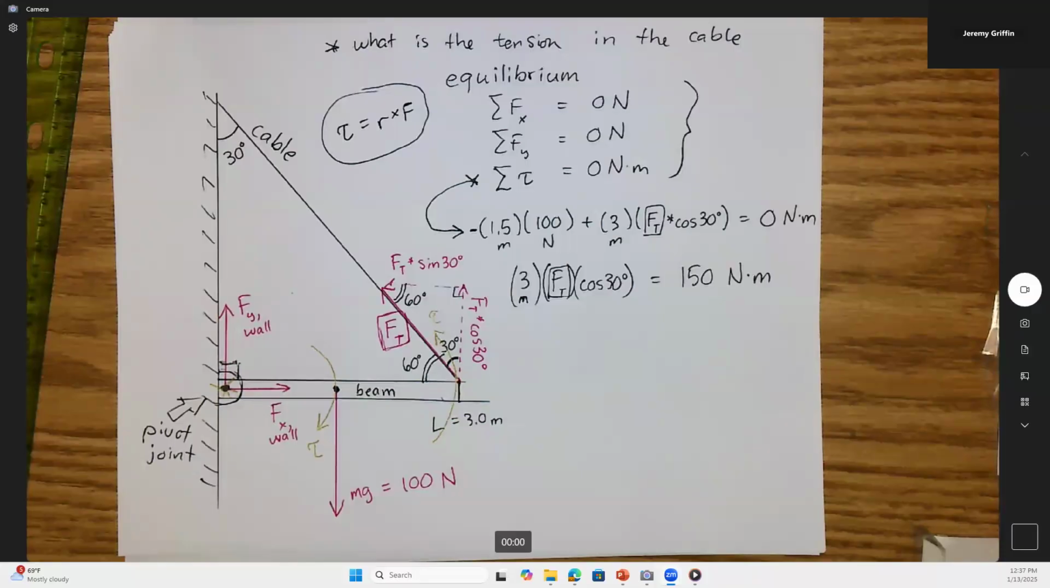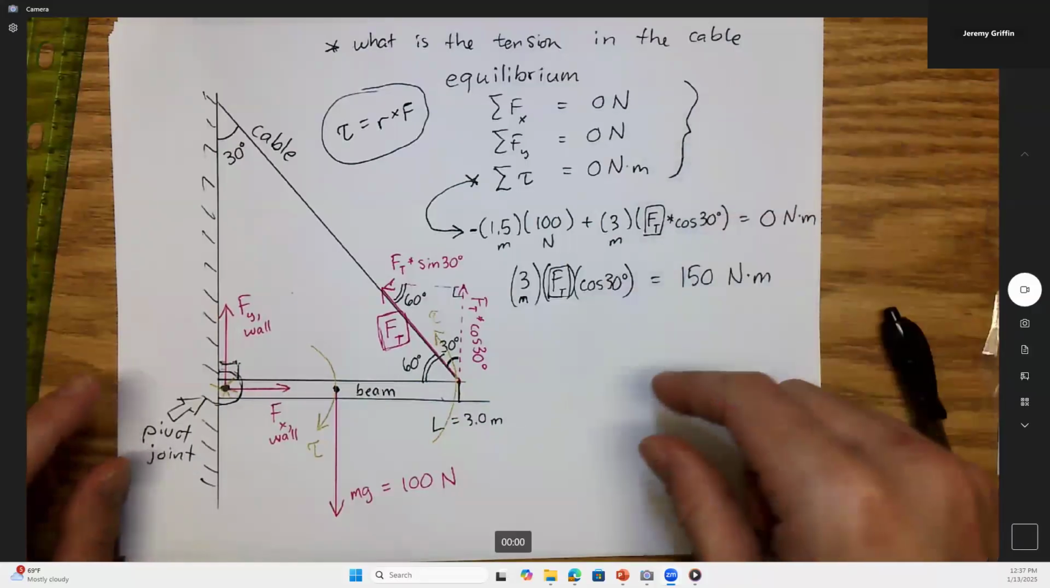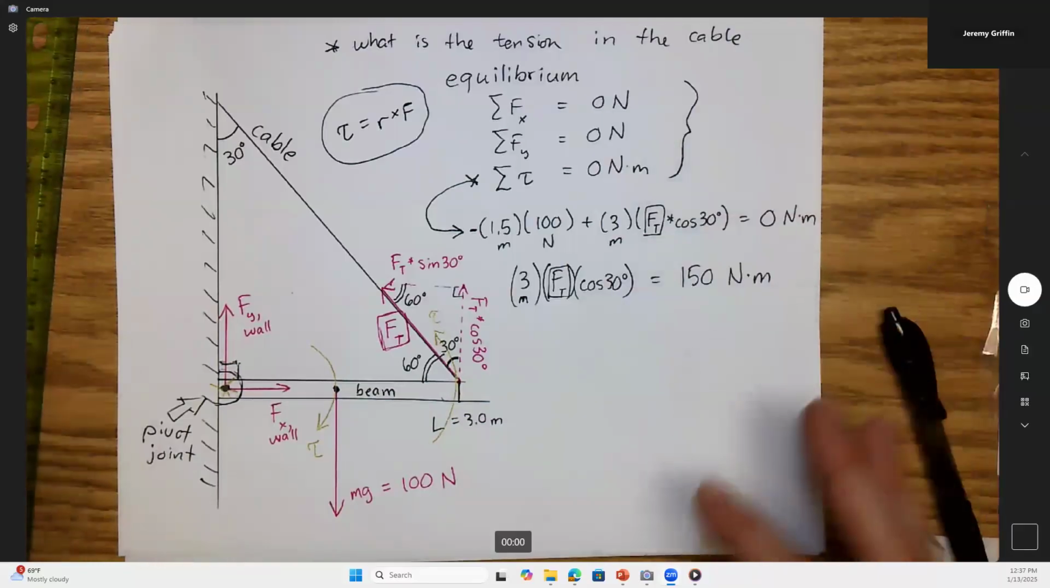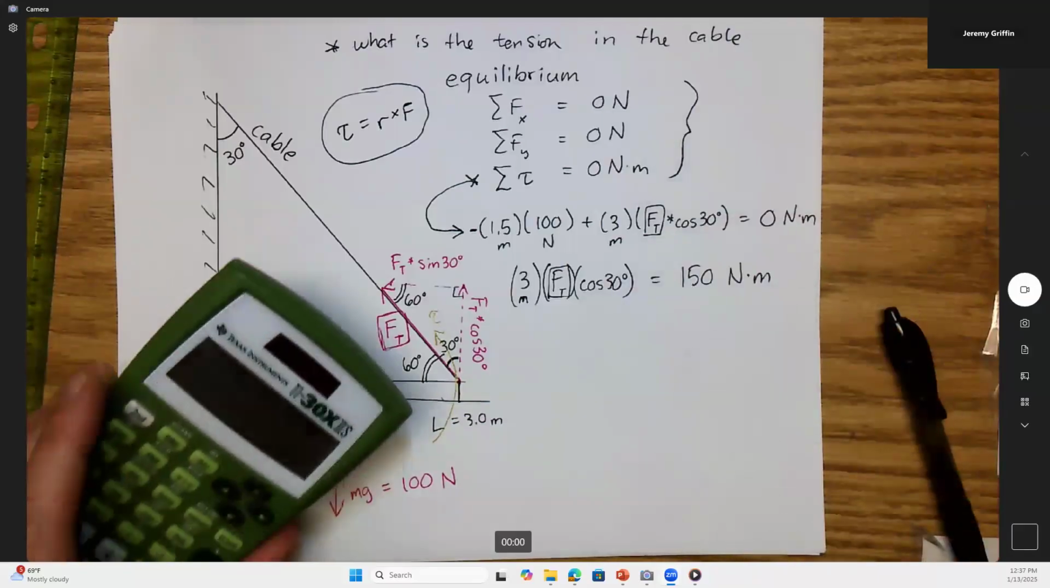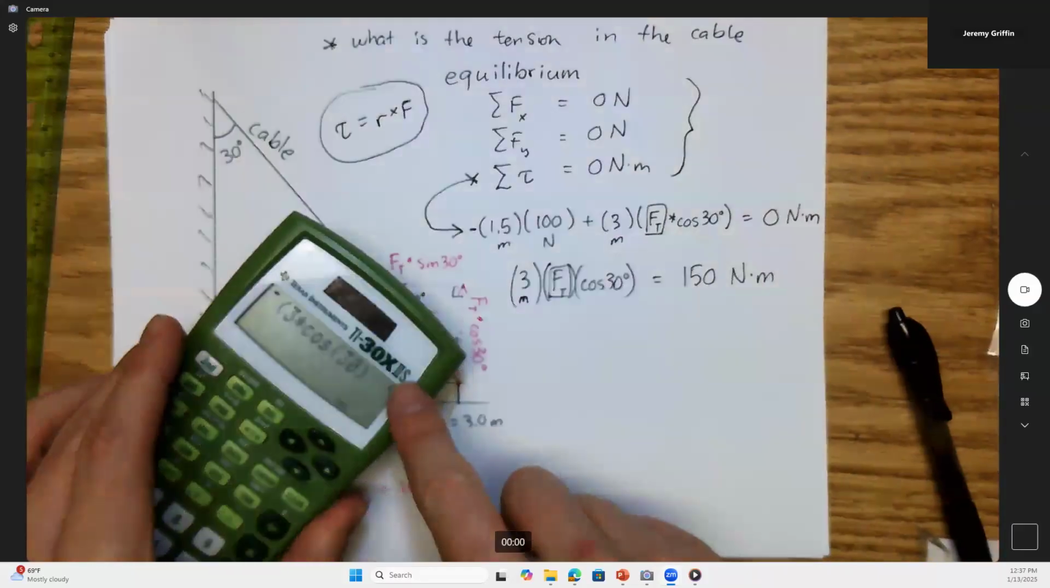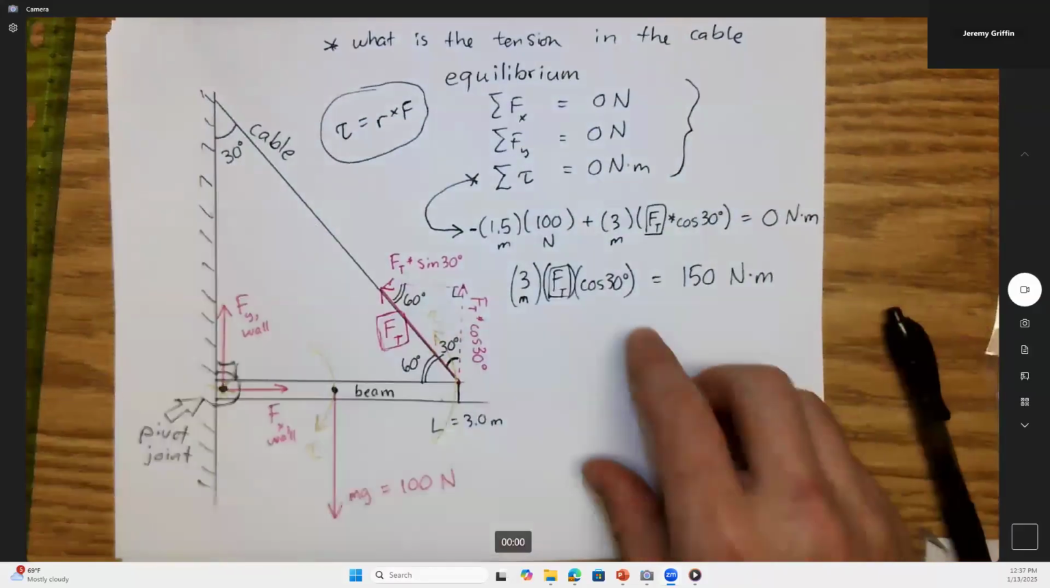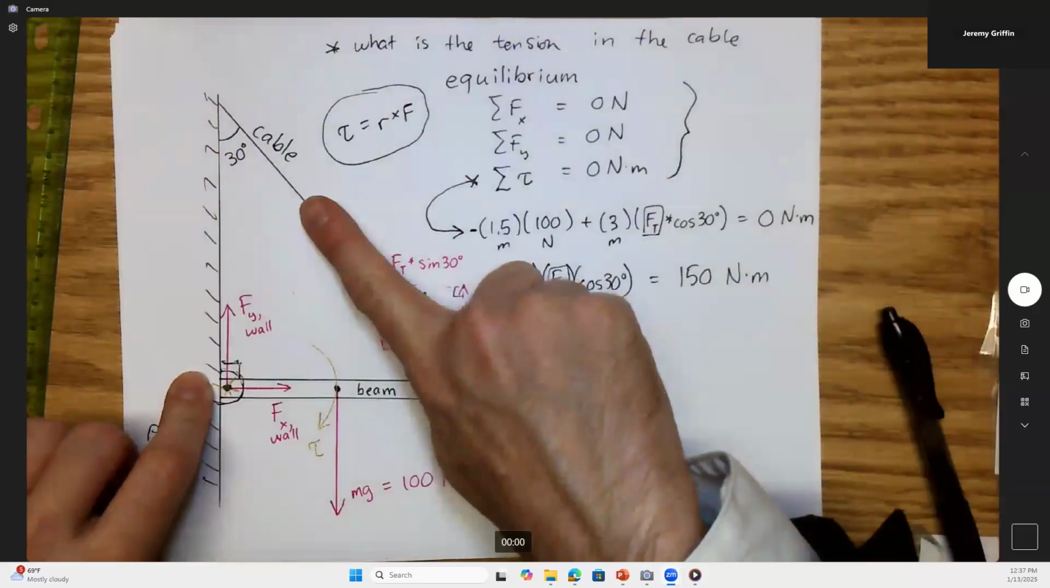Okay, so let's think about this in terms of forces. I know I'm backtracking a little bit, but I want you guys to predict what a reasonable answer would be before I hit enter on this calculator. All I have to do is hit enter. But let's see. Guys, in terms of forces, what if I change the orientation of this cable?